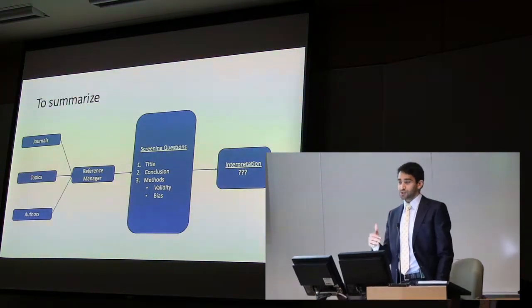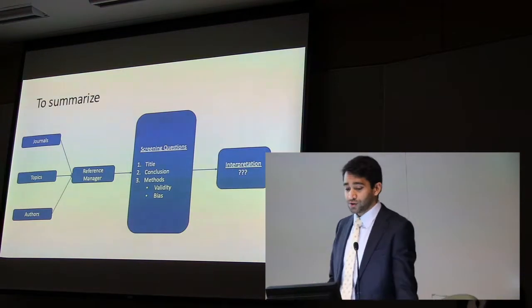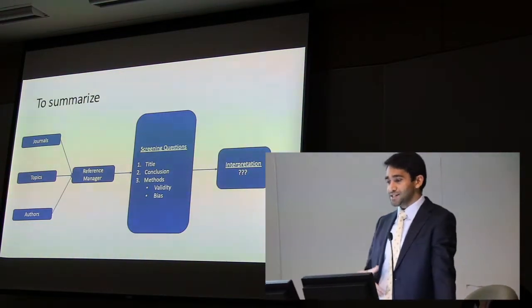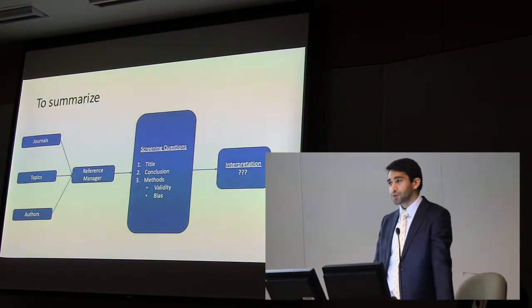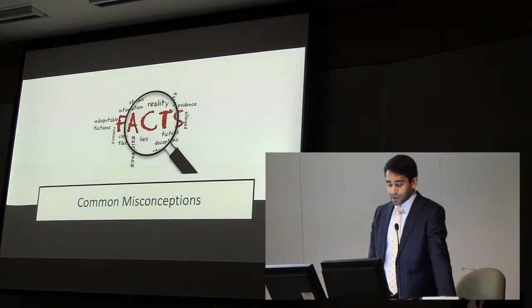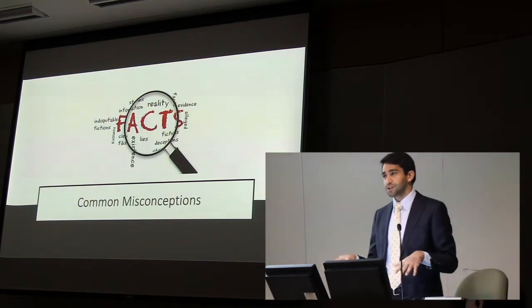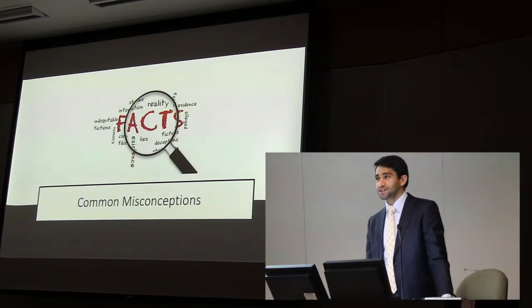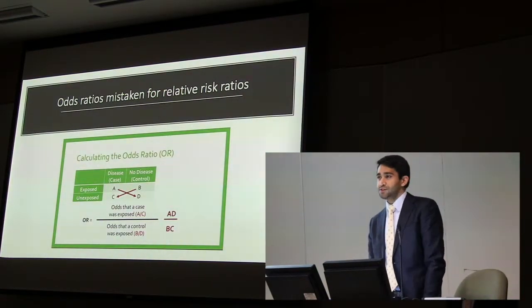So you look at journals, topics, and authors. You use some service to amalgamate it for you, like a reference manager, and you apply a set of screening questions to it. And then the next question is, well, then how do you interpret the data? And I focused on 3 areas of misconceptions that were pervasive to the literature and were most surprising for me. The first was that odds ratios are commonly mistaken for relative risk.